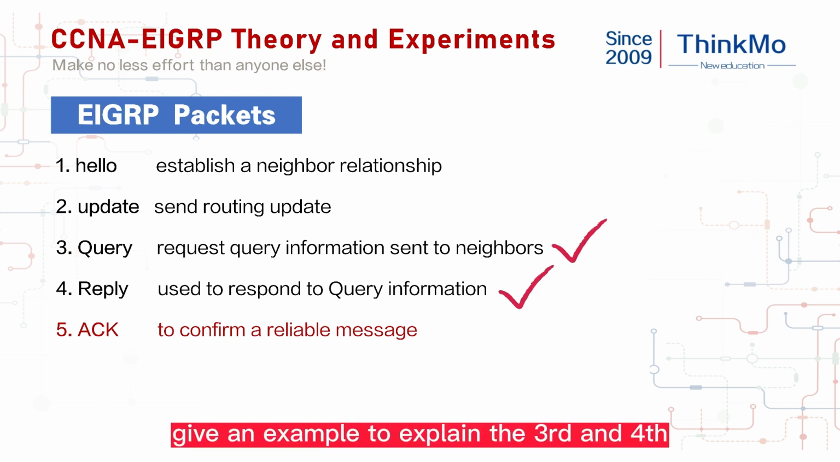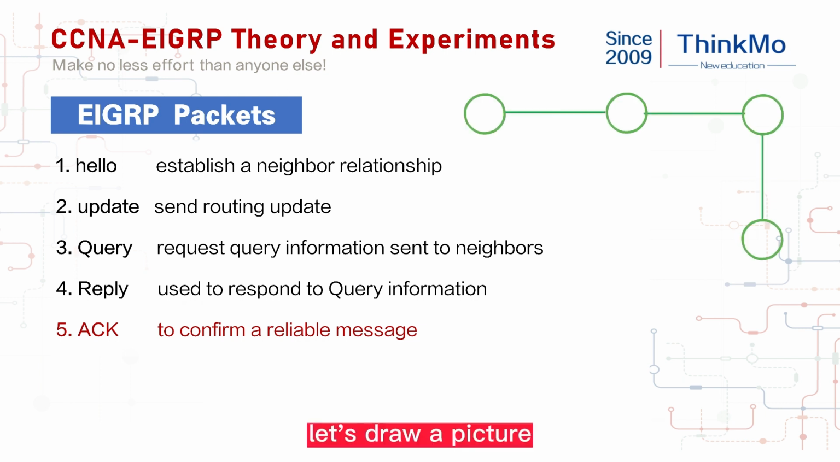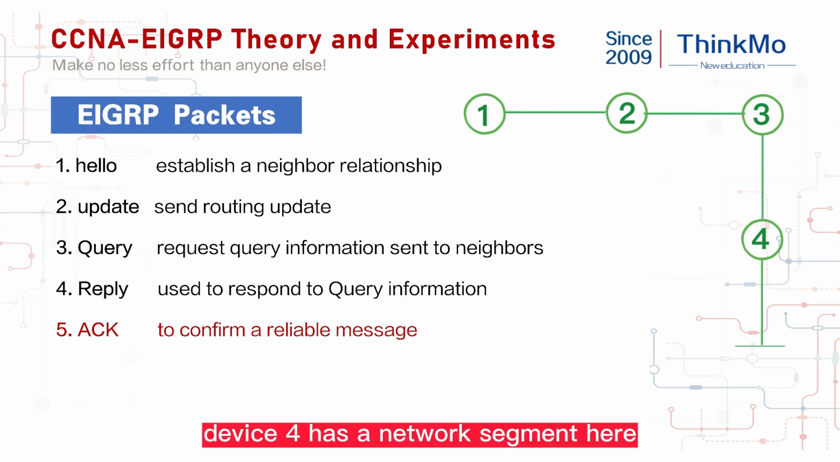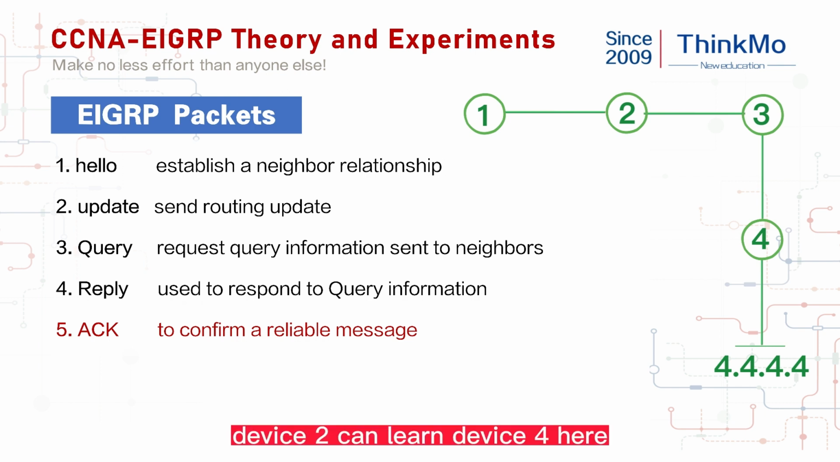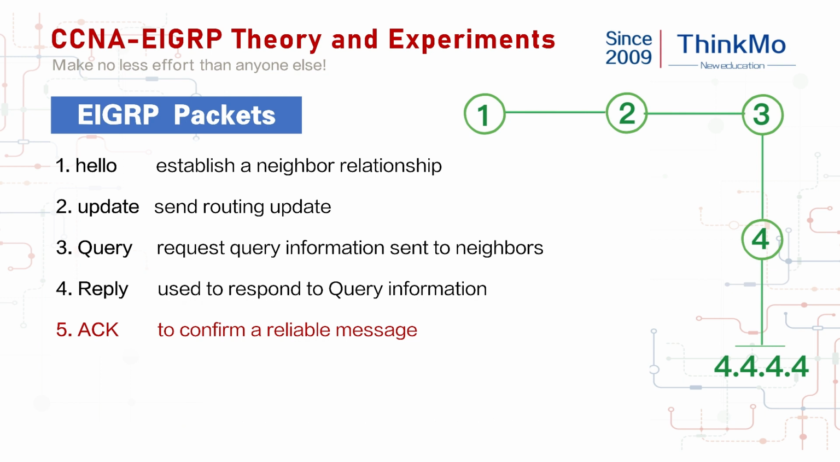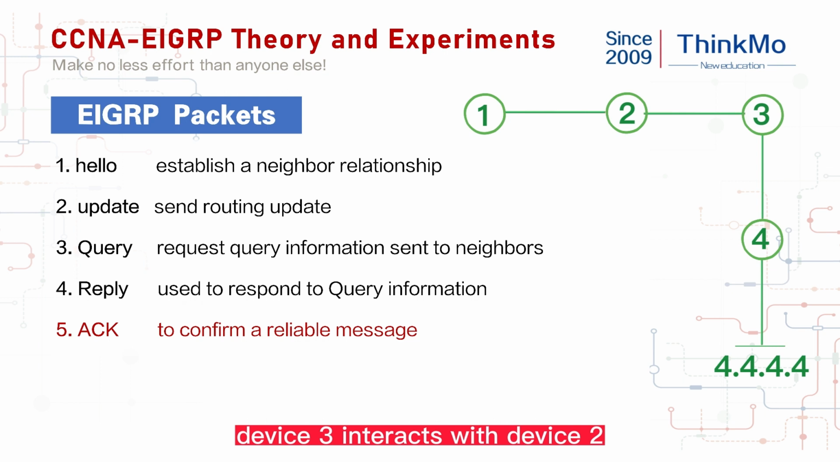Give an example to explain the third and fourth. Let's draw a picture. 1, 2, 3, 4. These are 4 devices. Device 4 has a network segment here. Assuming this has an exact address, 4.4.4.4. So now running EIGRP, device 2 can learn device 4 here, because device 4 interacts with device 3, and device 3 interacts with device 2. Device 2 has this 4.4.4.4 route.